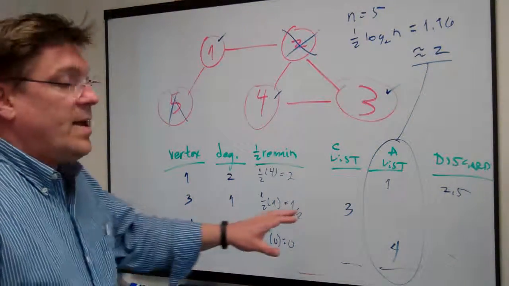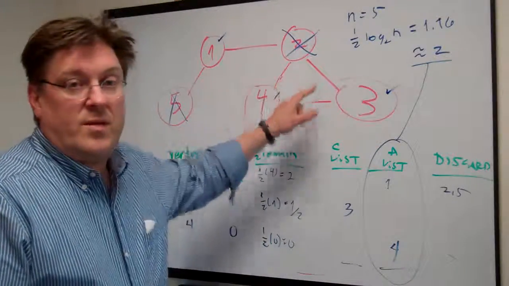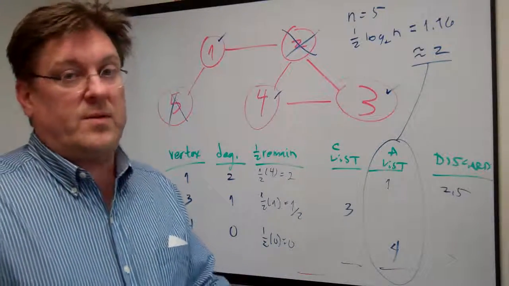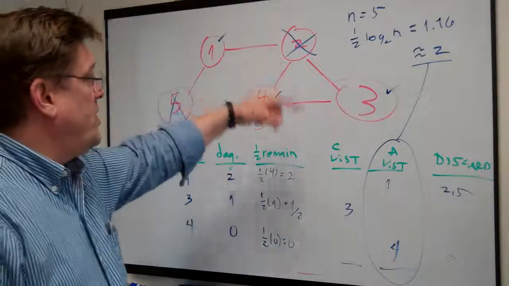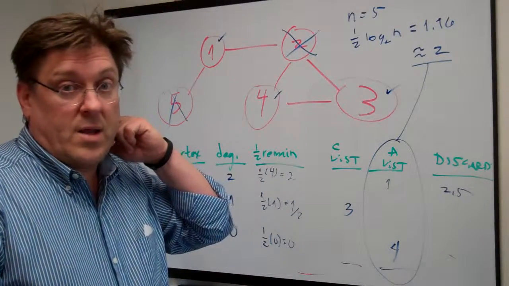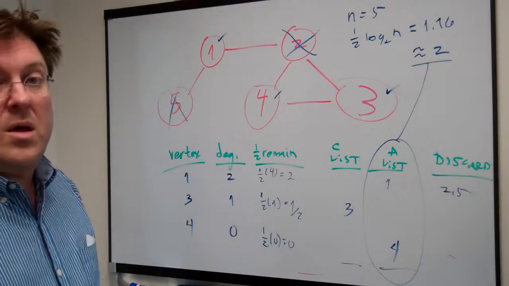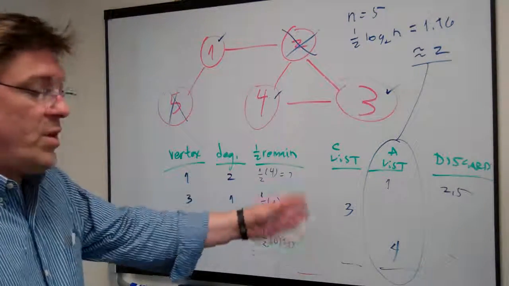Now, this did not give us the largest click, right? Because we have a click of 3 staring us right in the face. The purpose of this is not to get the best click. All we're trying to show is whatever happens, no matter which of these nodes you pick, you're going to get either a click or an anti-click with at least 1/2 log 2 n nodes selected in it. So, in one or the other of those lists.